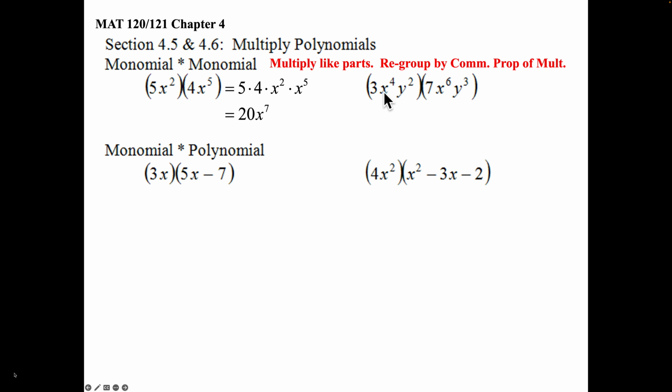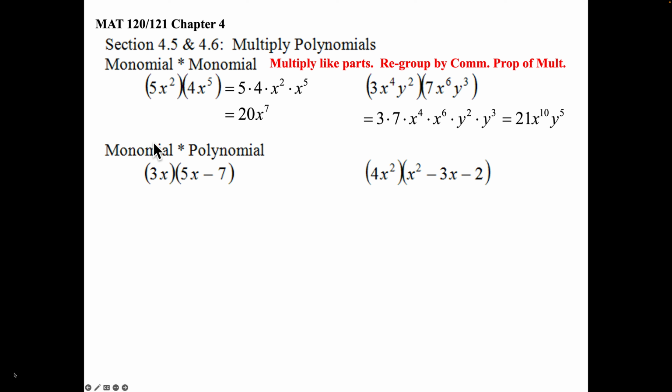So next we have 3x to the 4th y squared times 7x to the 6th y to the 3rd. So if we try this between our ears, we're going to go 3 times 7 is 21. X to the 4th, x to the 6th, that's x to the 10th. Y squared times y cubed, that's y to the 5th. So again, here it is written out, but this is what you should be picturing and going through this multiplication between your ears, writing out your answer as you go.